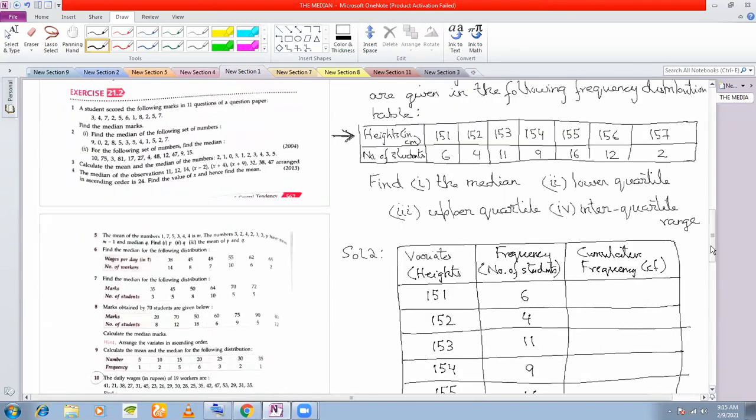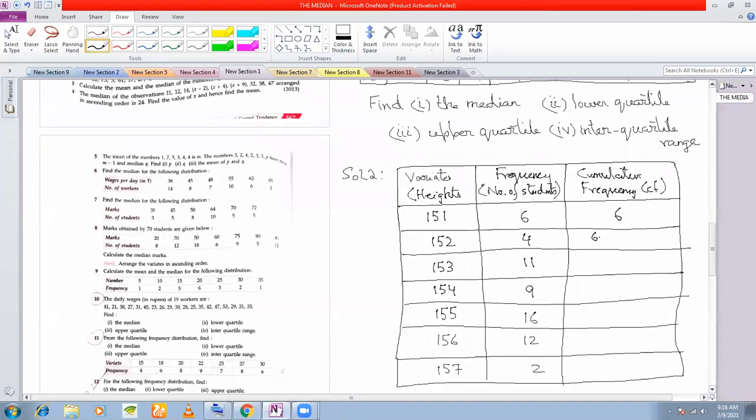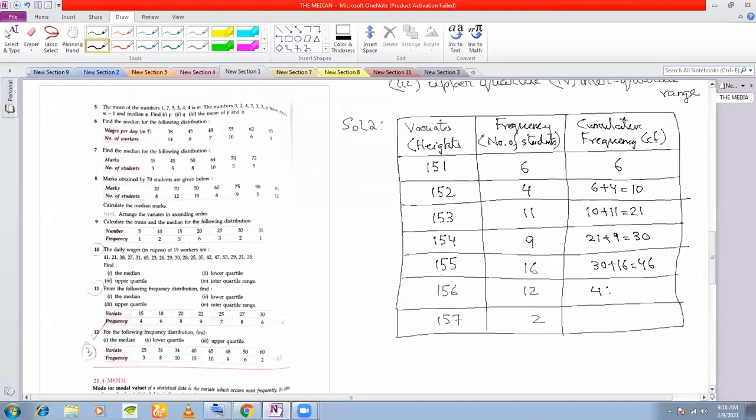So this is the cumulative frequency that I'm going to show you, the less than type. For the first observation, the frequency is 6, so we write 6 as it is. The next cumulative frequency will be 6 plus 4, 10. The next will be 10 plus 11, 21. Next one will be 21 plus 9, 30. Next one will be 30 plus 16, which is 46. Next one will be 46 plus 12, which is 58. And the last one will be 58 plus 2, which is equal to 60.